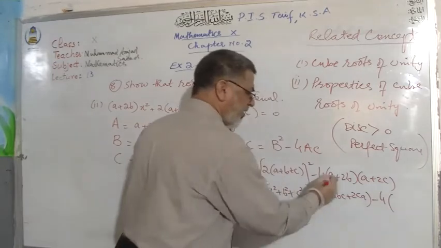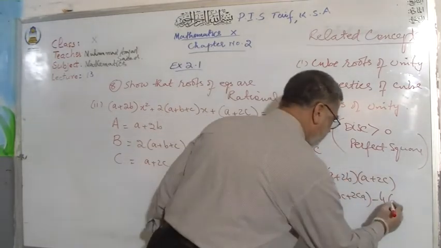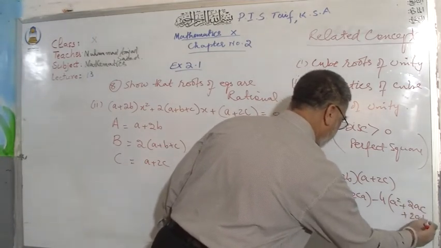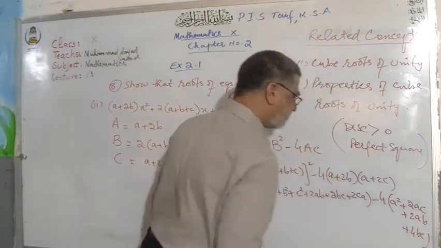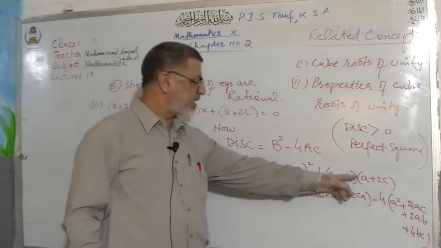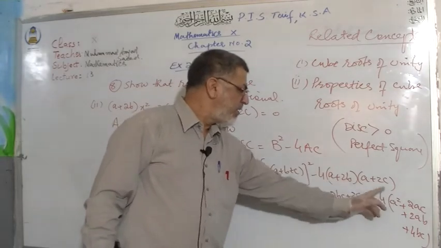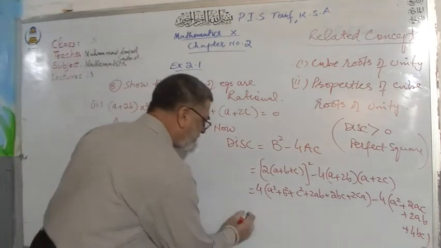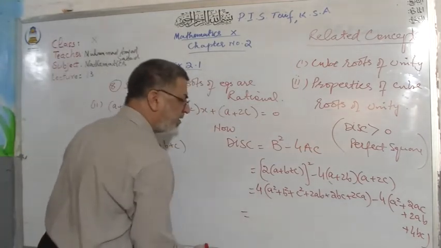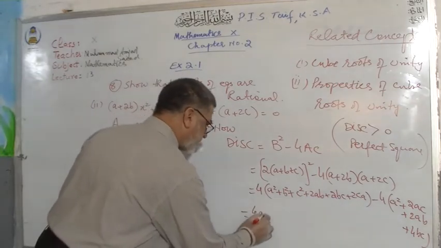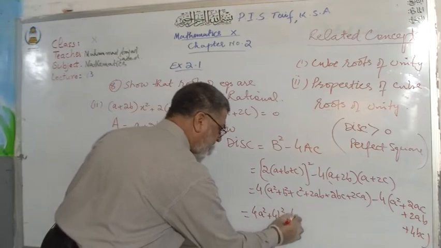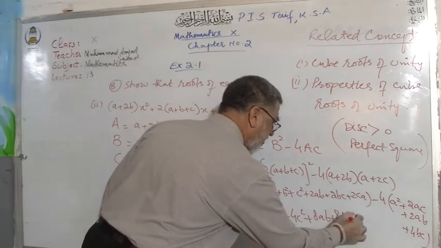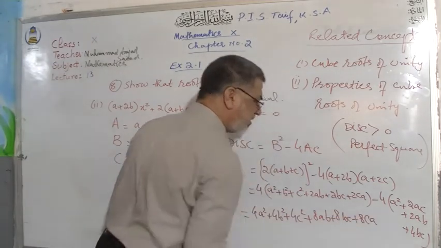Minus 4 into, you multiply these two brackets, a square plus 2ac plus 2ab and plus 4bc. Here we will open up the bracket: 4a square plus 4b square plus 4c square plus 8ab plus 8bc and plus 8ca.